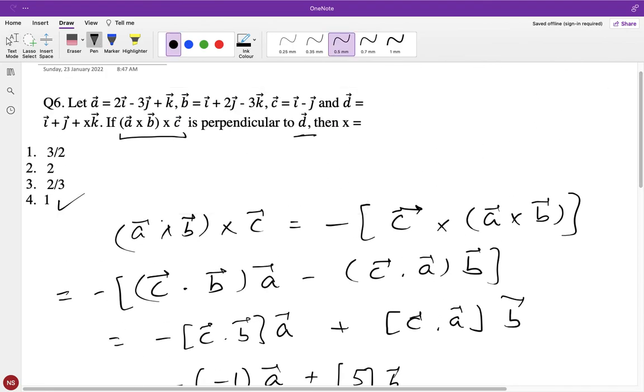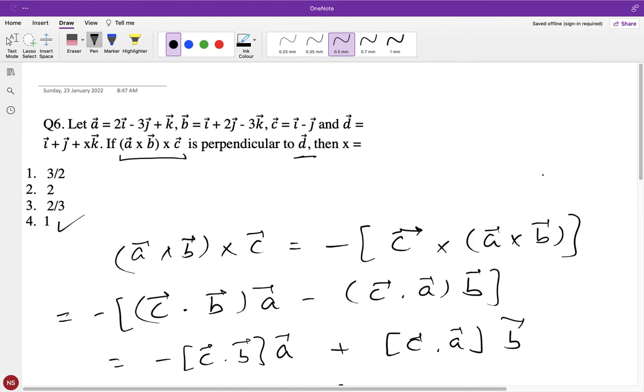So easy, right? We have done with all the questions of vector algebra. Next video I will be covering I think probability and statistics.